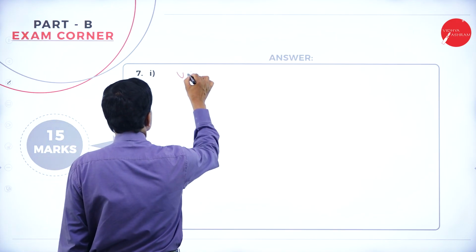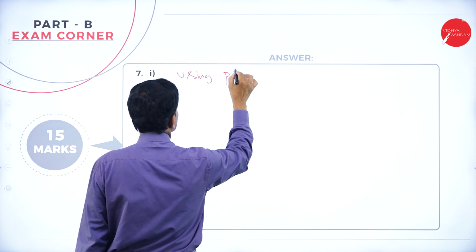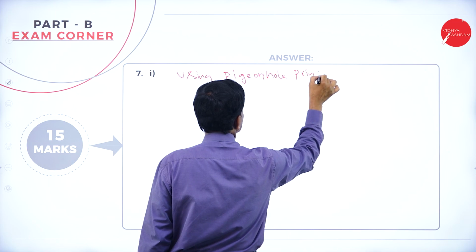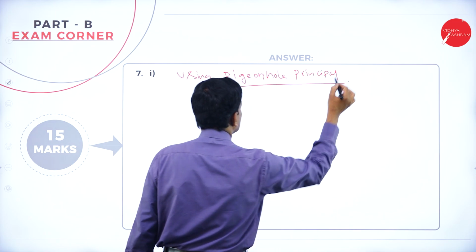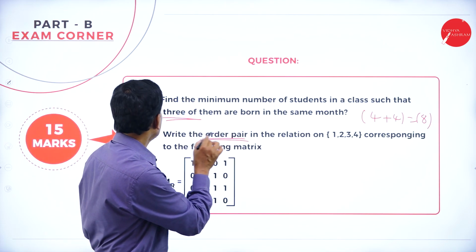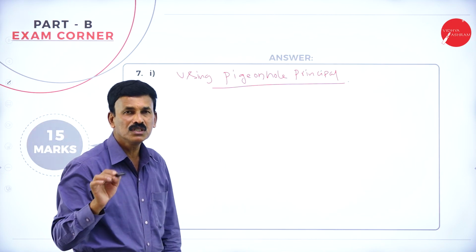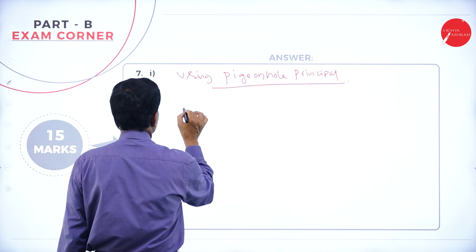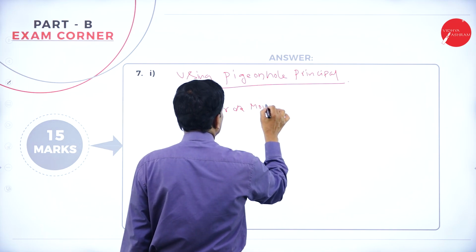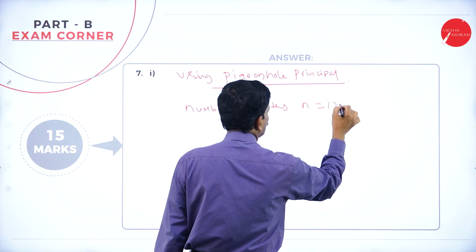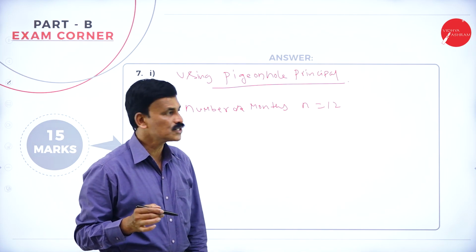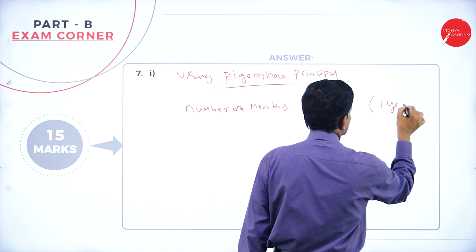Now using the concept of the pigeonhole principle, find the minimum number of students in a class such that 3 of them are born in the same month. Here the number of months in a year, n, is equal to 12 months. So the number of months per year is 12.